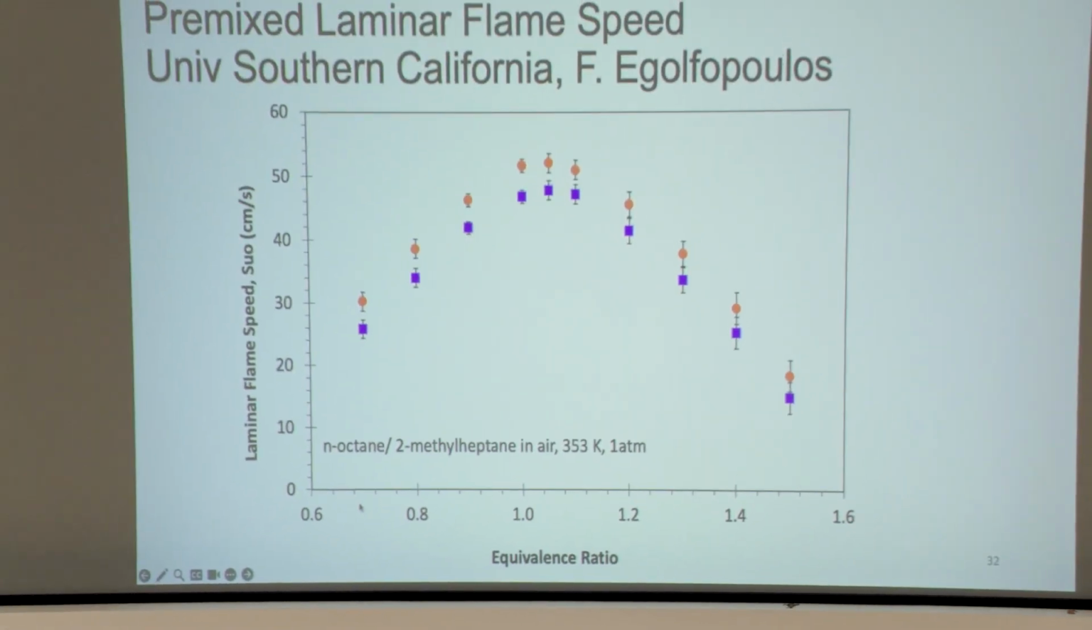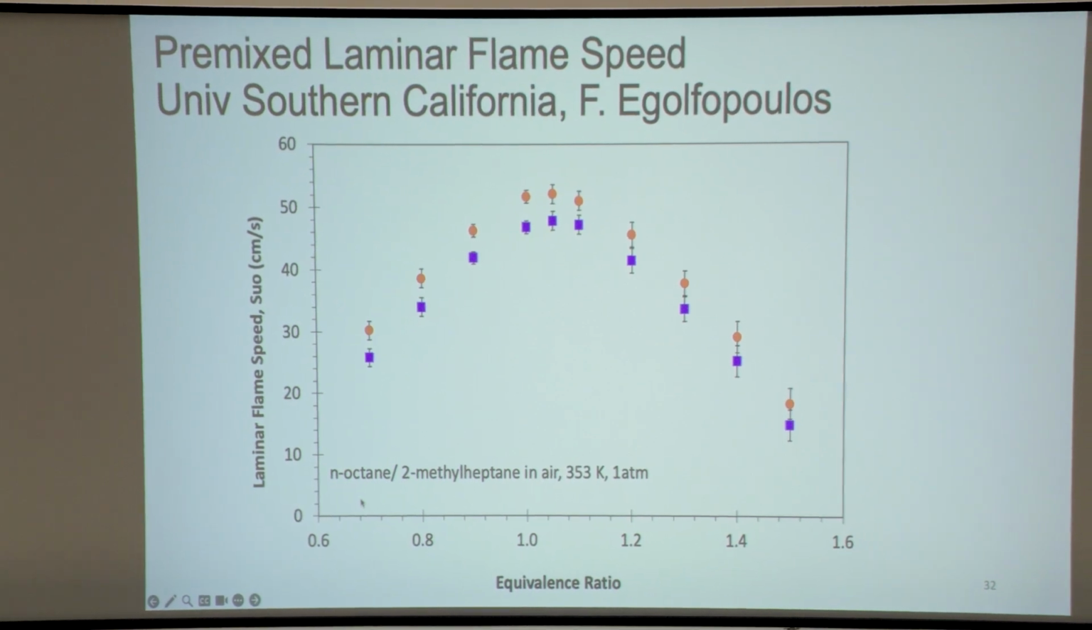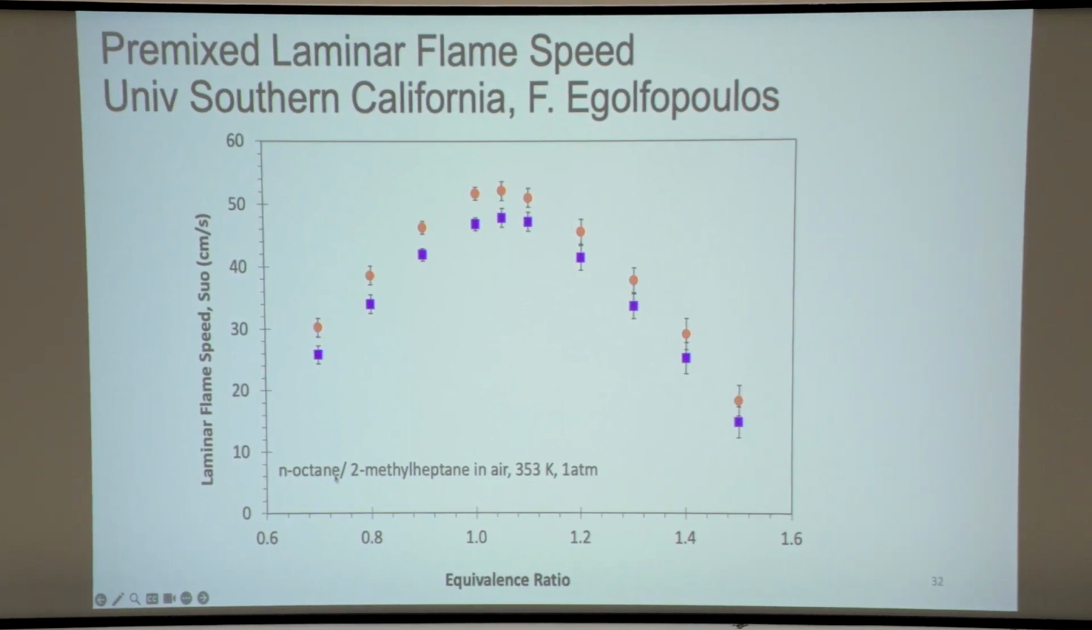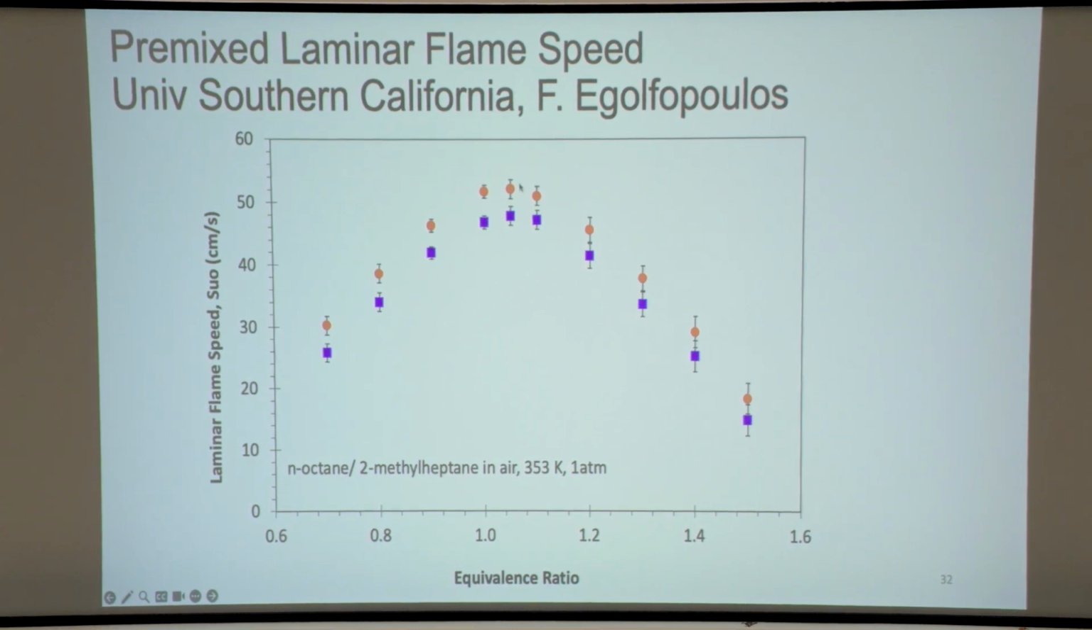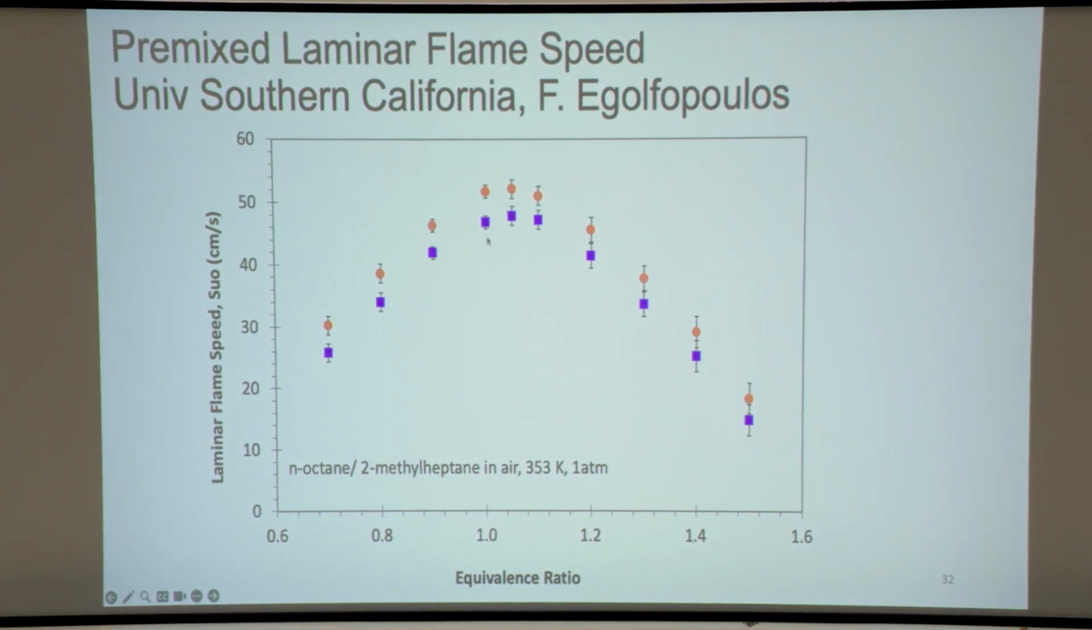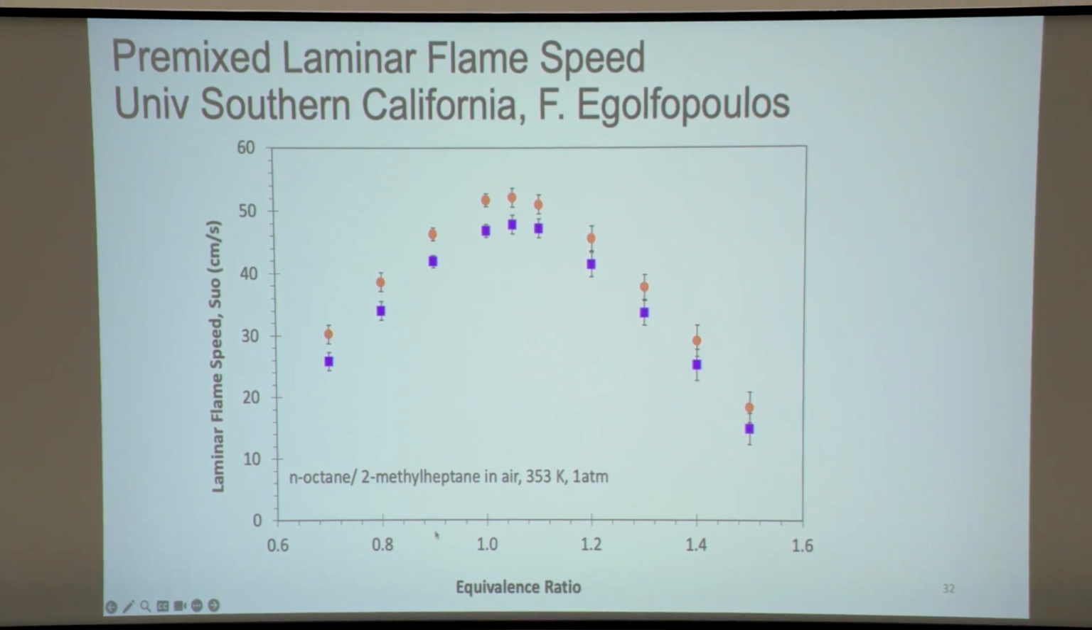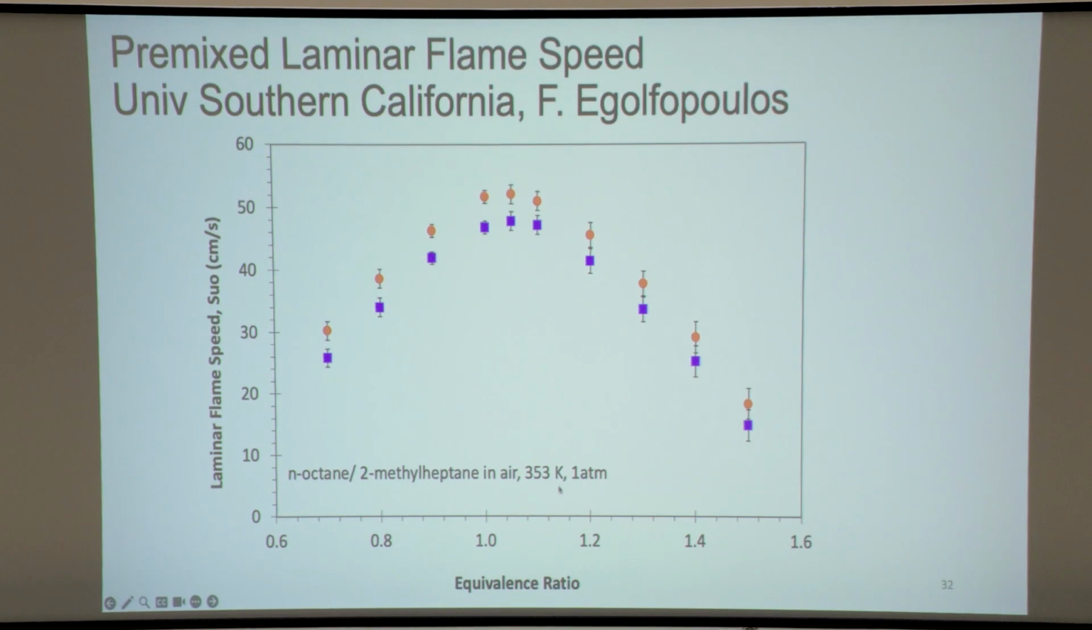So this is, again, two different fuels, n-octane and 2-methylheptane in air. N-octane is the red, I've not noted it correctly, and 2-methylheptane is the blue. You see 2-methylheptane has a lower flame speed because it has a branch compared to n-octane. And they get these flame speeds at different equivalence ratios. And you see here the temperature and the pressure.